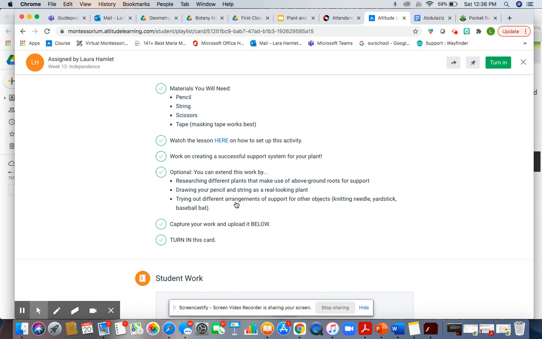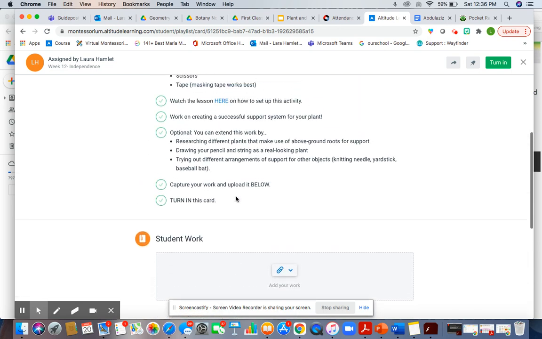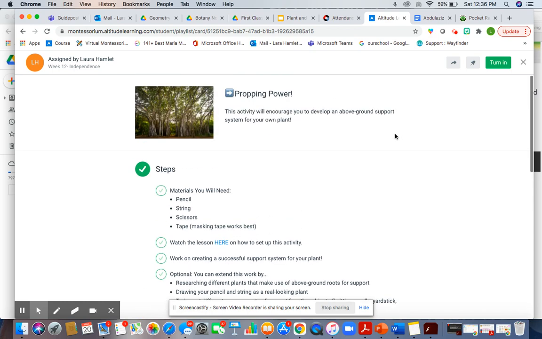You also have some options here to extend if you wanted to try. Take a picture of your work as you complete it so that you can document your experience.